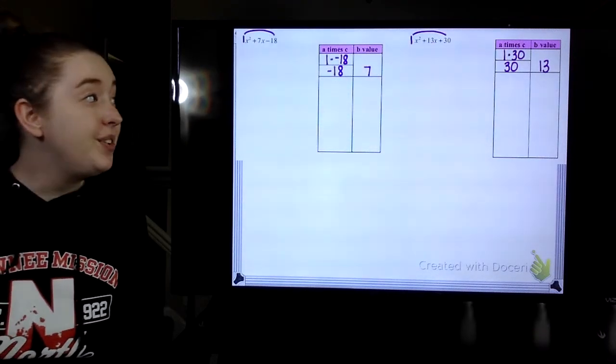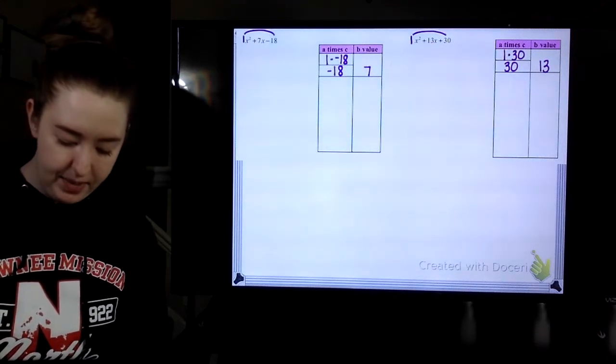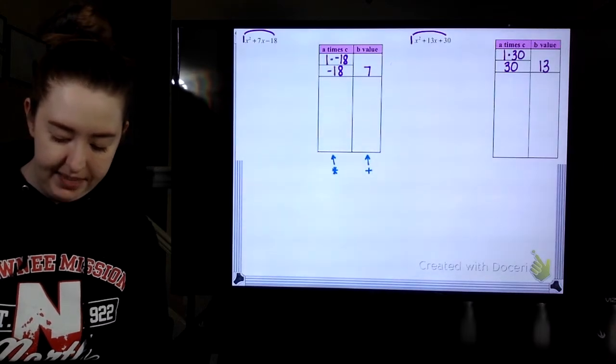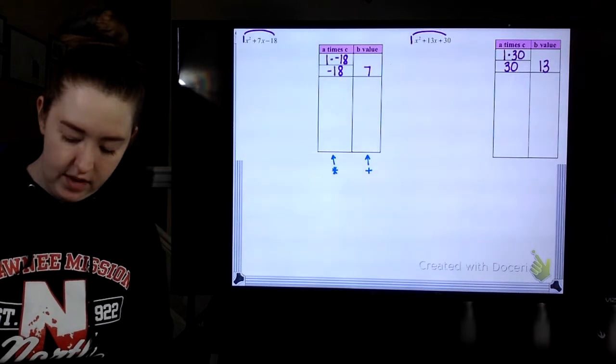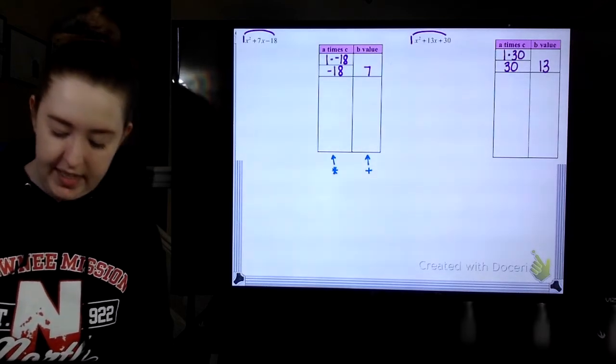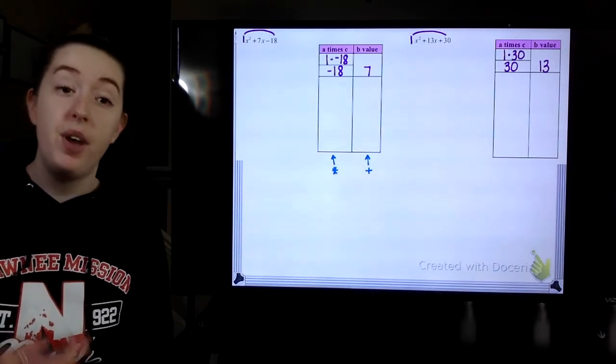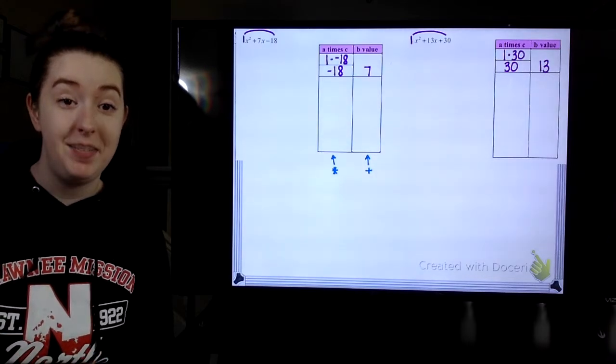All right, on the next one, we want to find two numbers that multiply to negative 18 and add to 7. So, multiplies to negative 18. That means that one number has to be positive and one number has to be negative.